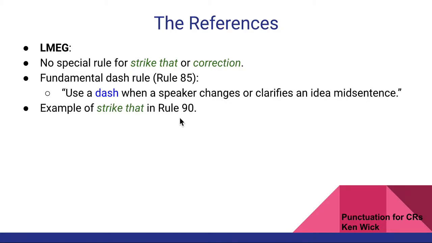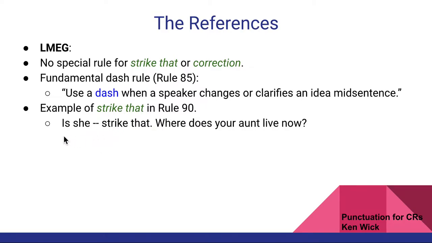And then there is an example of strike that in Rule 90, which concerns punctuation within dashes. So it's not related to strike that, but it actually has a strike that example. Here's the example verbatim: is she, strike that, where does your aunt live now? So here it has a dash before strike that and a period after. But notice that the person says something, changes mid-sentence, and then starts a new sentence. So in this case it has a dash before and a period after. The reason for the period could be that it starts a new sentence.